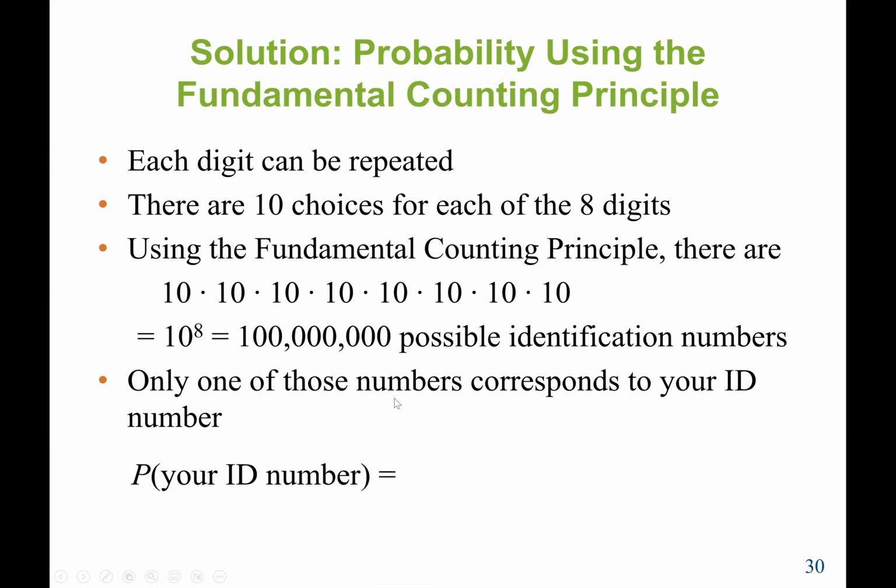Now, only one of those numbers corresponds to your ID number. So now the probability of your ID number will be, again, 1/100 million. Again, if we don't need to repeat the digit, then for the first digit, the possible outcome is 10. By the second digit, the possible outcome will be 9. Then we have 8, 7, etc.